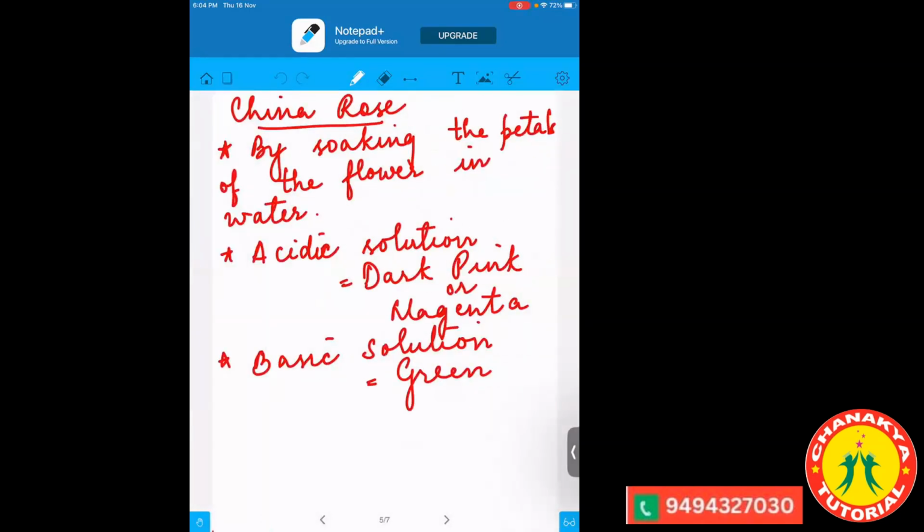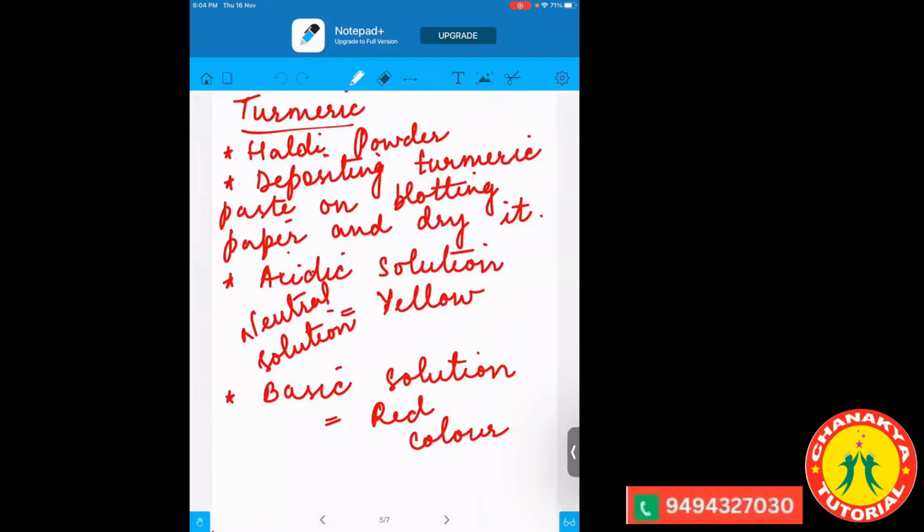Then China rose, what we need to do is soak the petals of the flower in water. In acidic solution, it will be dark pink or magenta in color, and in basic, it will be green in color. Turmeric is yellow in color in the neutral condition as well as in the acidic condition, and in basic, red in color.